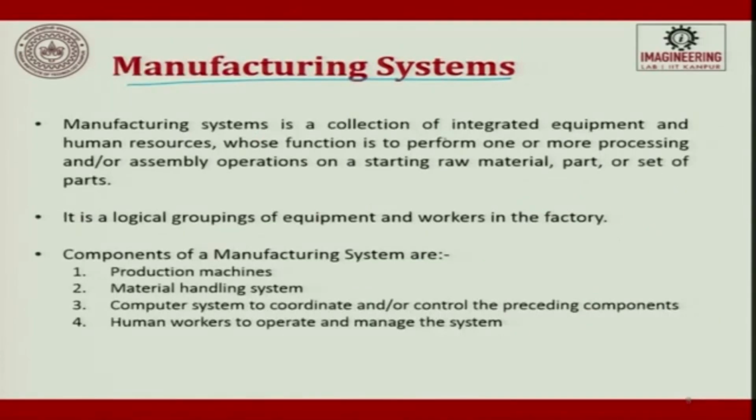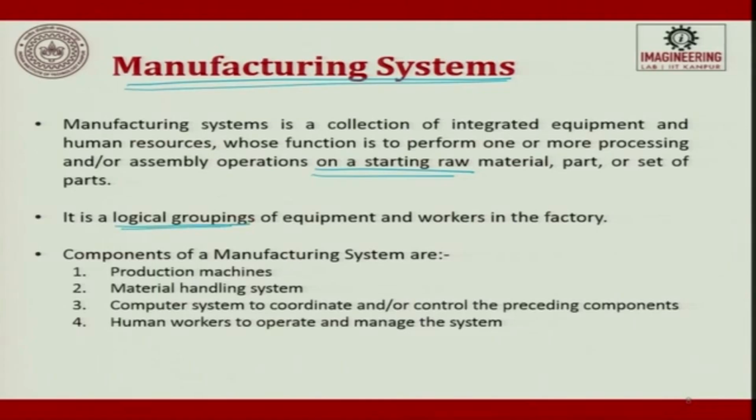Manufacturing system is a collection of integrated equipments and human resources whose function is to perform one or more processing and or assembly operations on a, this is very important, on a starting raw material, part or a set of parts. It is a logical grouping of equipments and workers in a factory. This is manufacturing systems. It is nothing but logical grouping.